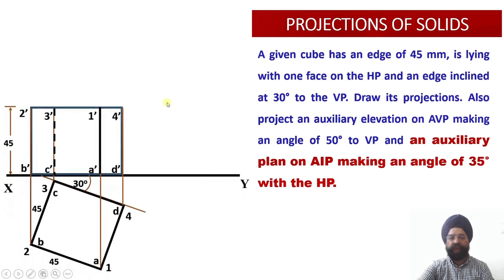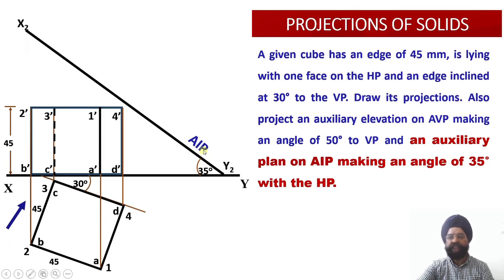So the projections of the inclined solid we have picked up from the previous discussion. Now we have to draw the AIP. The AIP will be inclined with respect to the horizontal plane and perpendicular to the vertical plane. The angle of inclination of this plane x2 y2 is 35 degrees. So please see, this is an AIP which is inclined.